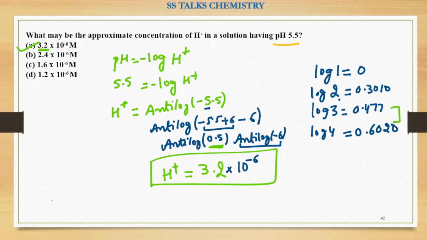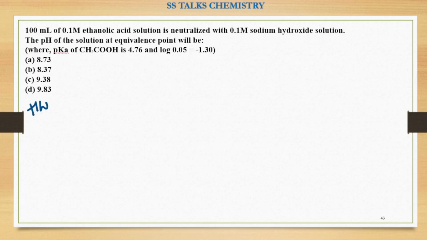Okay, now moving on to our next question, we have this one. I gave it to you to try yourself. I hope you would have tried this one. Now the solution to this: it says 100 ml of 0.1 molar ethanoic acid. Ethanoic acid means the acetic acid. It is also called ethanoic acid. Okay, so this is my acetic acid.